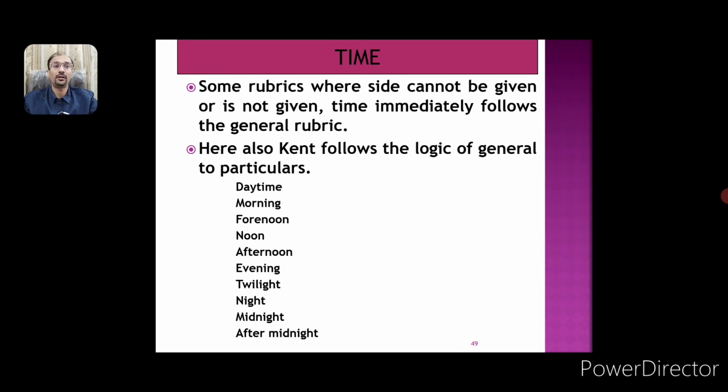Then comes the time modality. Time modality is arranged on the phases of the day and not in alphabetical order. So we will find sub-rubrics like daytime, morning, forenoon, noon, afternoon, evening, twilight, night, midnight, after midnight. But if any rubric does not contain any component of this arrangement, then straight away the next sub-rubric or component follows. Like if one rubric does not have symptoms related to noon aggravation or any complaint in noon, the forenoon is directly followed by afternoon.